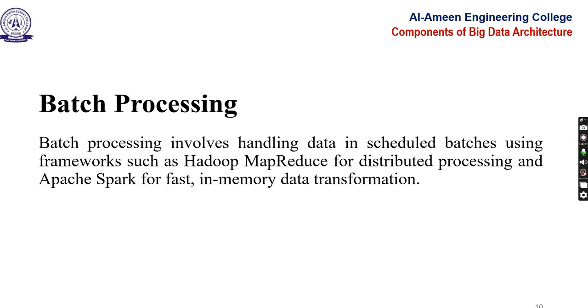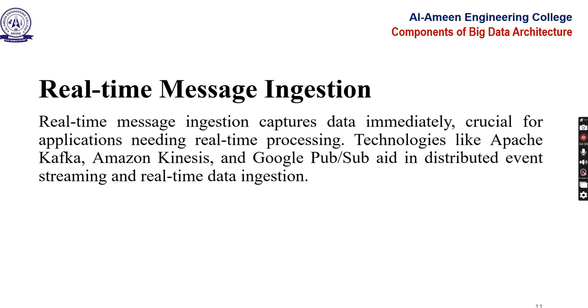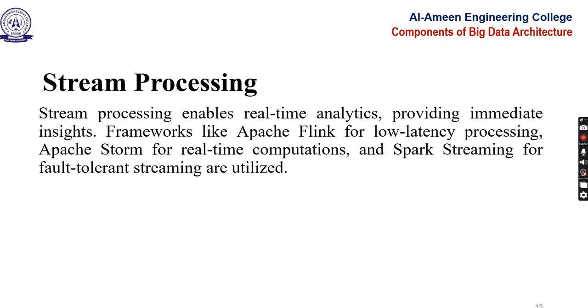Batch processing involves handling data in scheduled batches using frameworks like Hadoop MapReduce for distributed processing and Apache Spark for fast, in-memory data transformations. Then real-time message ingestion captures data immediately. Here we use platforms like Apache Kafka, Amazon Kinesis, and Google Pub/Sub for distributed event streaming and real-time data ingestion. And the next step is stream processing. When you think of stream processing, it is enabled for real-time analytics. And here we use frameworks like Apache Flink.